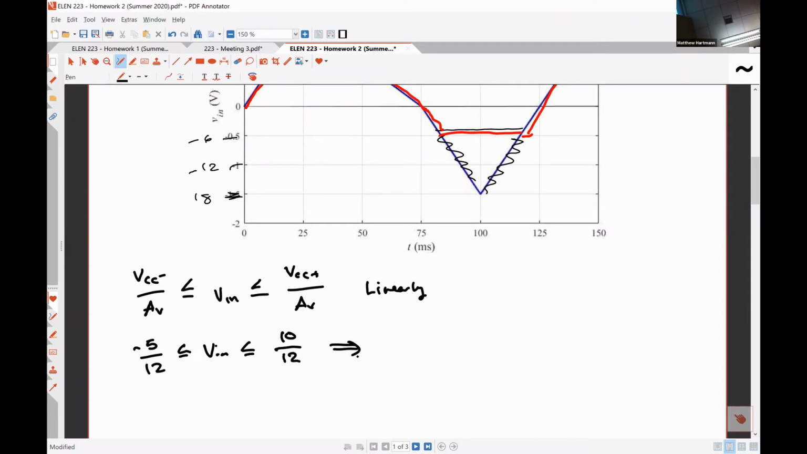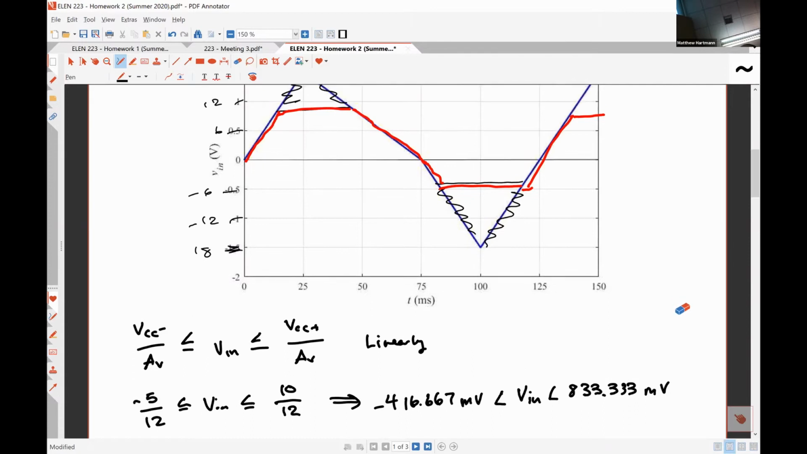which is, let's see, negative 416.667 millivolts less than Vn less than 833.333 millivolts. So as long as our input voltage is within that range, then we will not saturate, which means we're operating in the linear range.